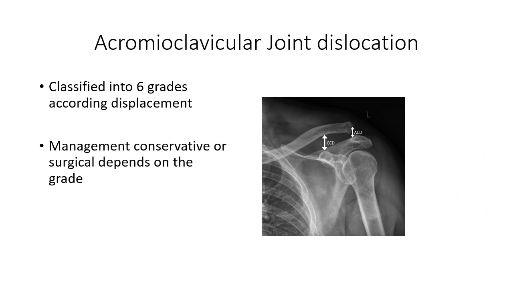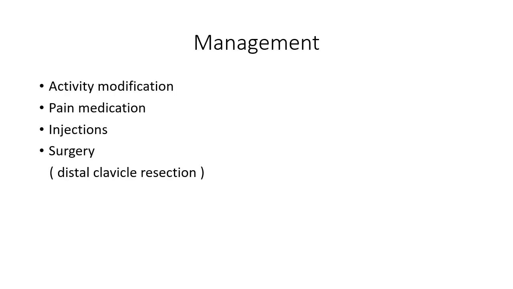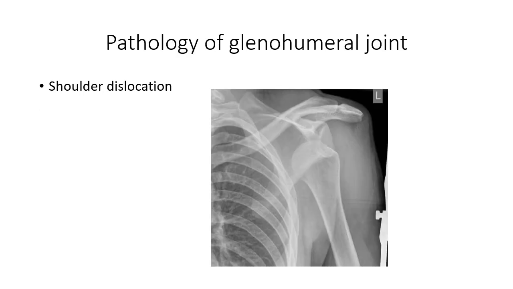Acromioclavicular joint dislocation is classified into six grades according to the displacement. The management is conservative or surgical, depending on the grade of the injury. Management for acromioclavicular joint osteoarthrosis is activity modification, pain medication, injection, and surgery, which includes distal clavicle resection.